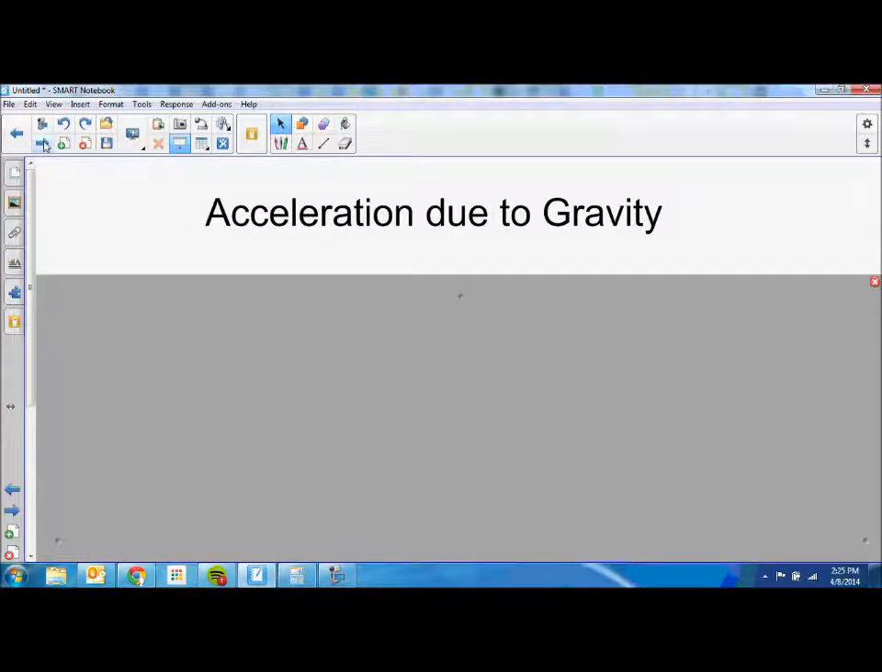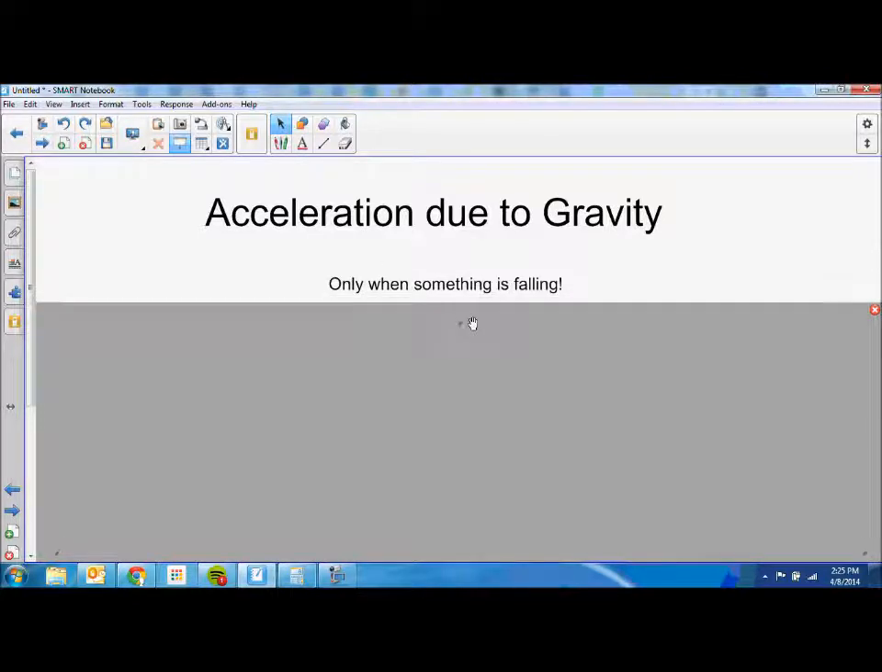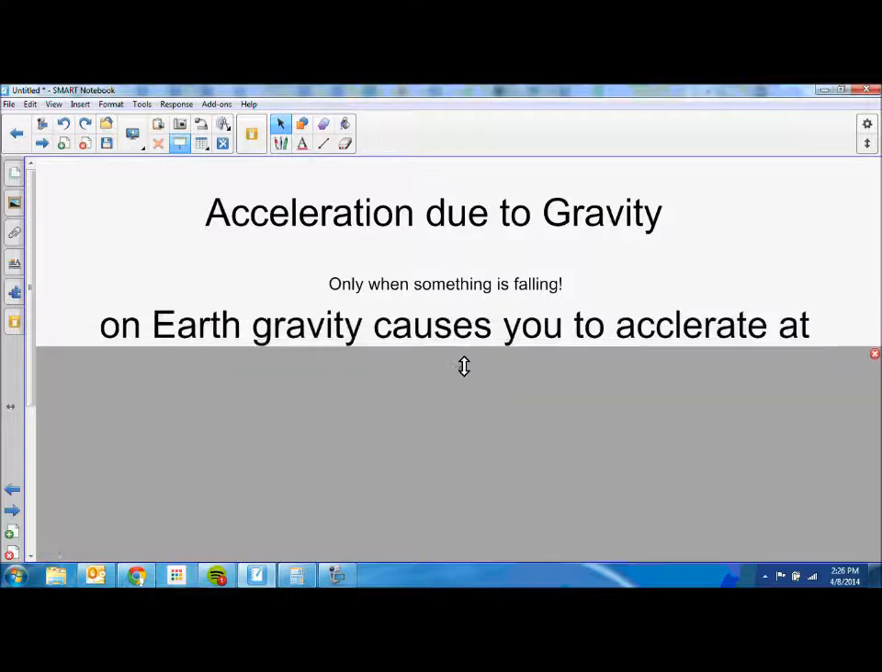So let's talk about acceleration due to gravity. That's if, let's say, you jump out of a plane and you're falling. This only works when something is falling, and it has to be free falling, not being thrown. If you throw something out of a plane, well, that changes things. But if you just free fall out of a plane, or free fall from a cliff, or if you roll a ball off a desk or something like that, then the acceleration due to gravity is a constant. You speed up at a constant rate.